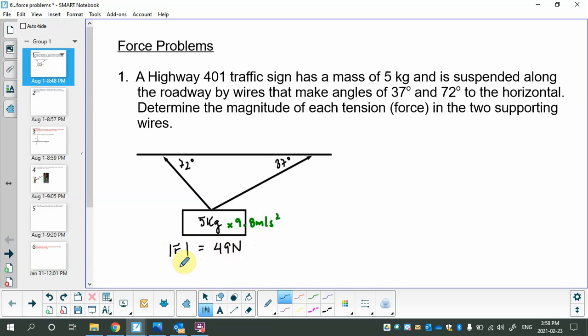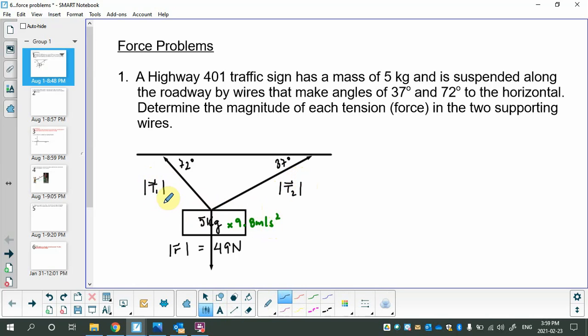So this is what we're going to have to use in the end, and this is the magnitude of the resultant. Because what's going to happen is there's a force pulling down on this sign that's being offset by these two wires. And I get to call them whatever I feel like. I'm going to call this one my tension 1, and I want to know its magnitude. And I'm going to name this tension 2, and I want to know its magnitude.